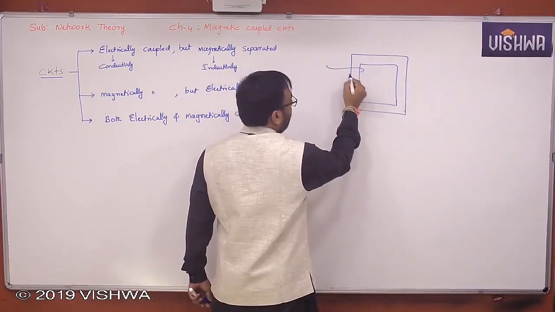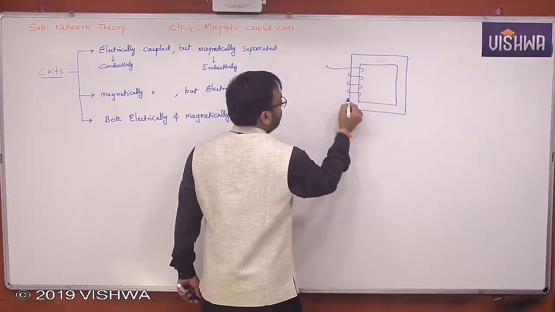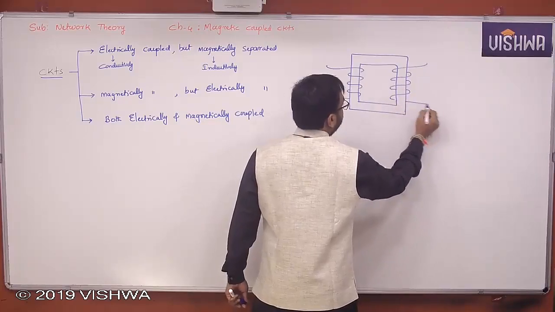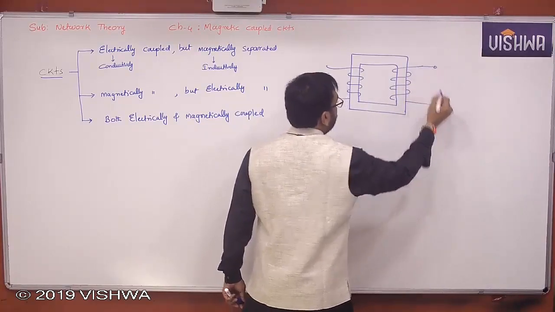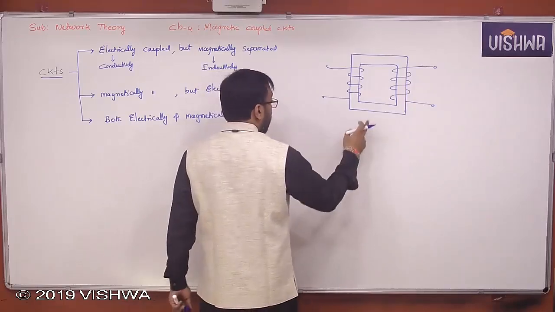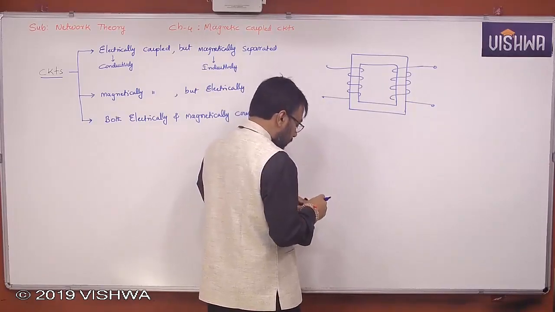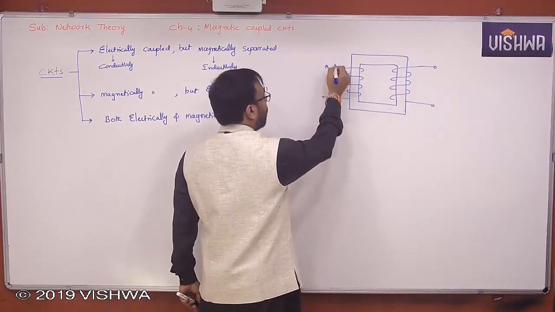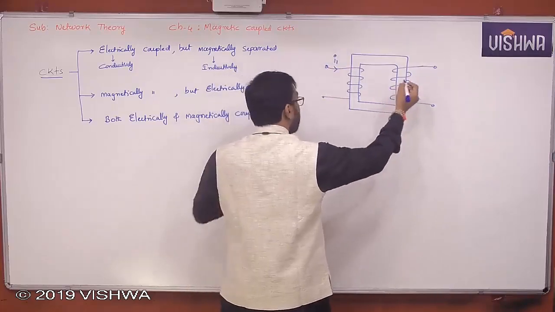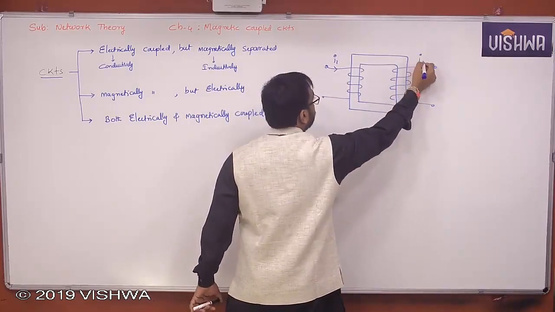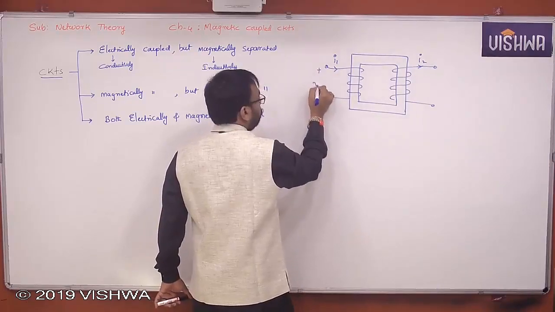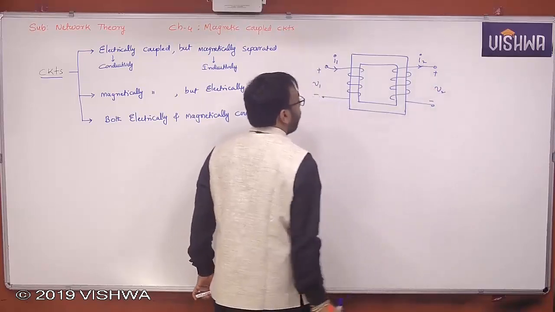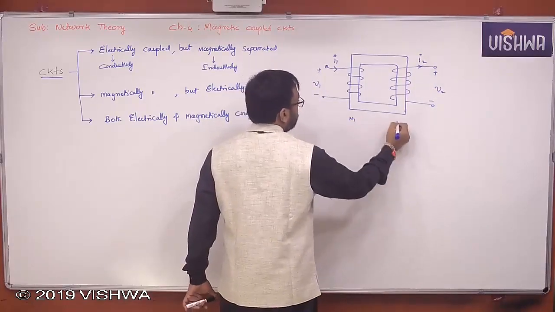So it has a primary winding and a secondary winding. Okay, let me draw it. Primary winding and secondary winding, with a non-magnetic core, isn't it? A non-magnetic core it is. And you have a primary current I1 and a secondary current, let us say I2, primary voltage, secondary voltage, number of turns N1, and this is N2, let us say.